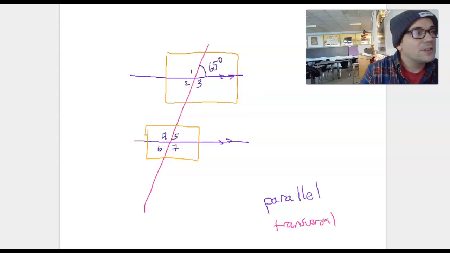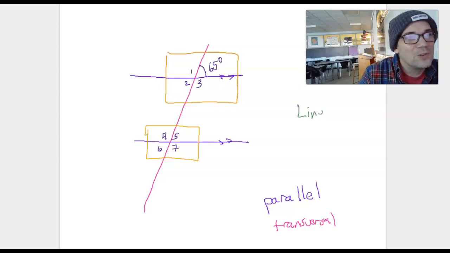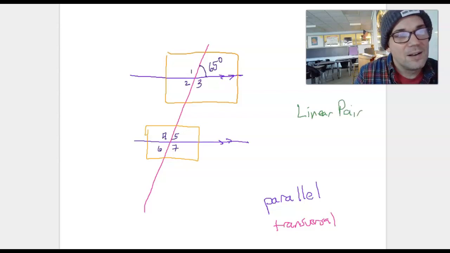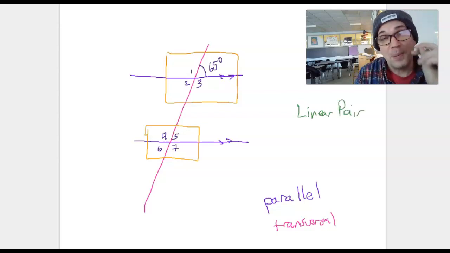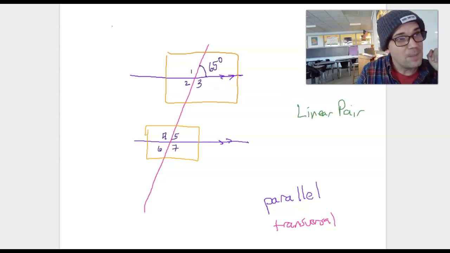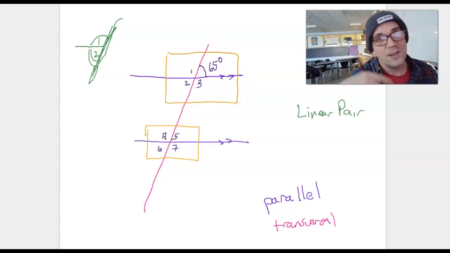So here are some words that we're going to use. One of the words we're going to use frequently is the word linear. It means line, pair. Two angles can form a linear pair if they make a straight line. So for example, you see angle 1 here and angle 2. If I just focus on that part, you have the pink line that goes like this and the purple line that comes across like this, and this is 1 and this is 2. So there's this angle, and together they make this straight line. So 1 and 2 are considered linear pairs.